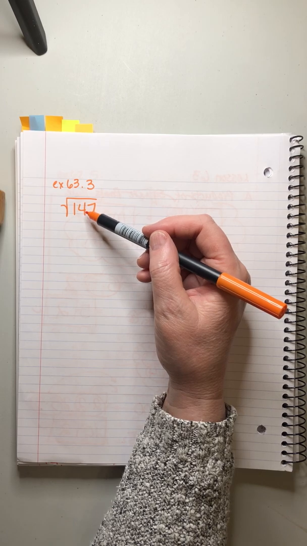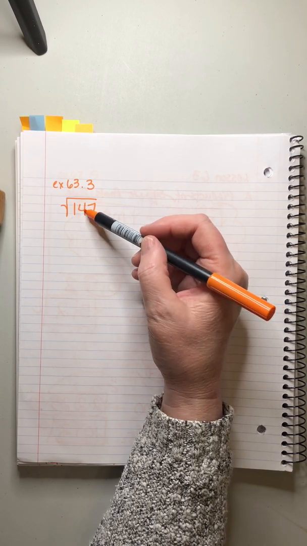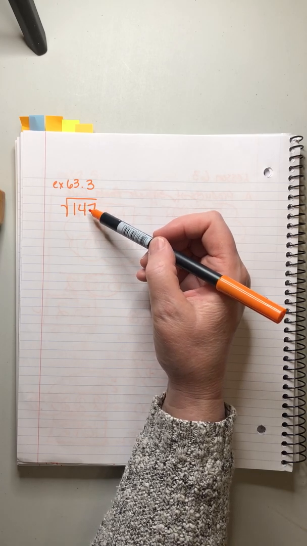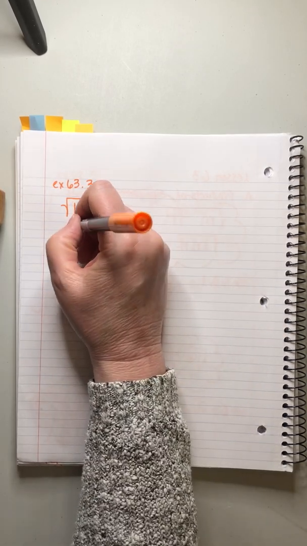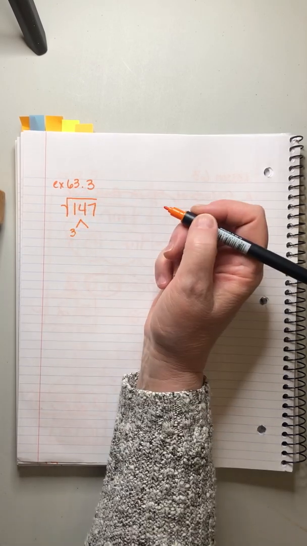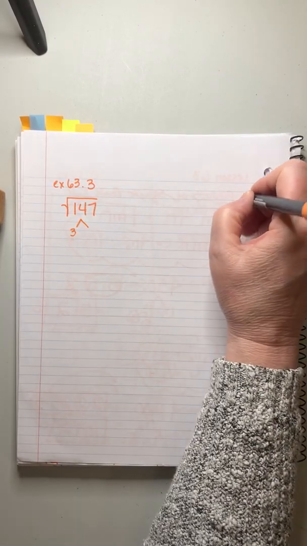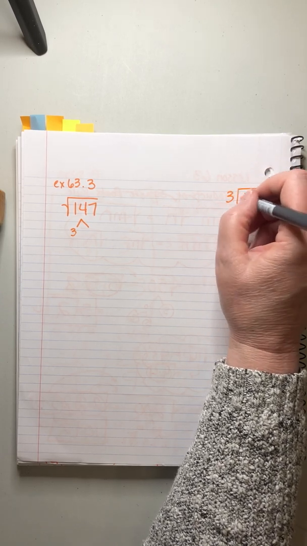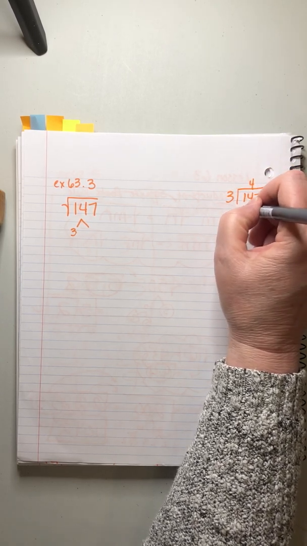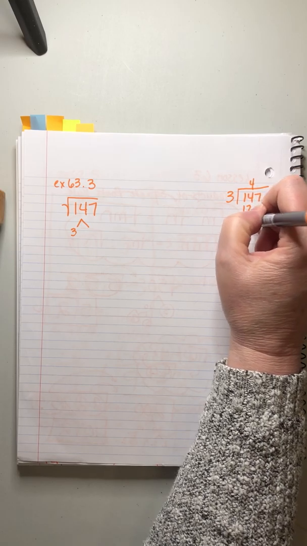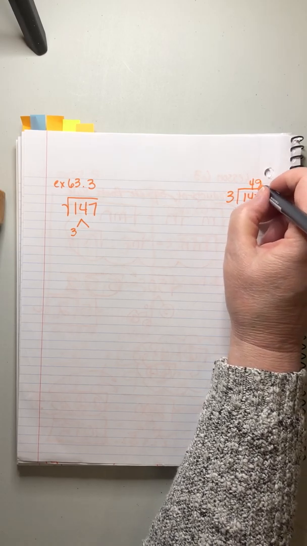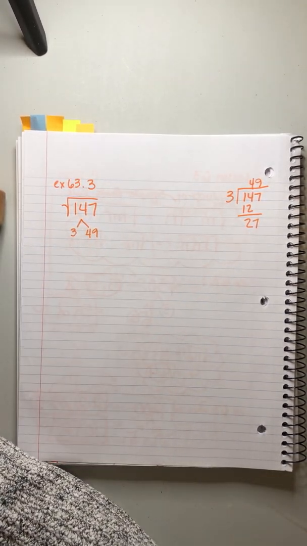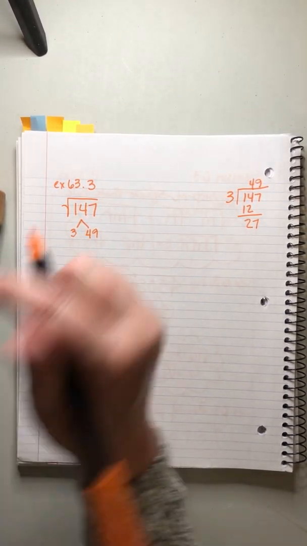If this is divisible by 3, then these digits ought to add up to a multiple of 3. 1 and 4 is 5, 5 and 7 is 12, 3 goes into 12, good. Okay, so I know it's going to be 3 times something. So let's go over here and do 147 divided by 3 and see what we come up with. That would be 4 times for 12. Aha! 3 times 49 is 147.